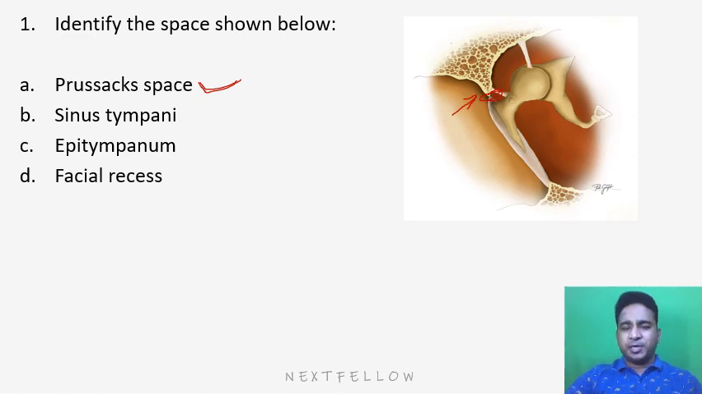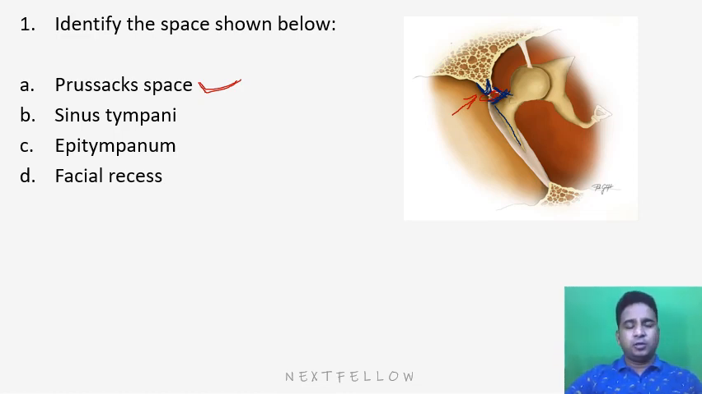What is this Prussak space? Prussak space is a space which is just above the neck of the malleus. You can see this is my malleus bone and this is the neck of the malleus, and this is the handle of the malleus. Above the neck of the malleus, superiorly, Prussak space is bounded by the pars flaccida, or we can say the scutum, the bony part, the roof of the mastoid. And medially, or we can say superiorly, there is the lateral malleolar ligament. So we will discuss it in the next slide.